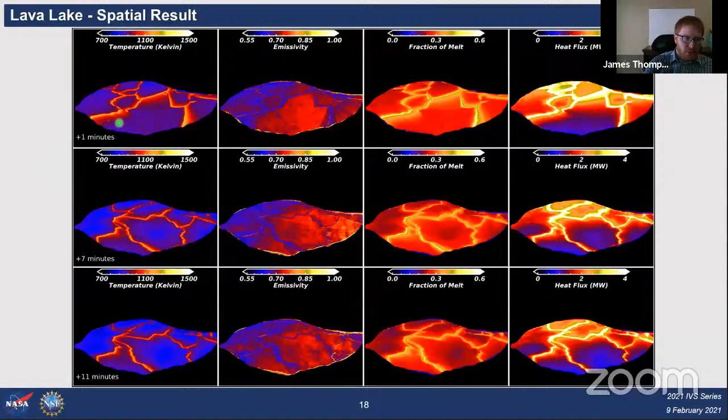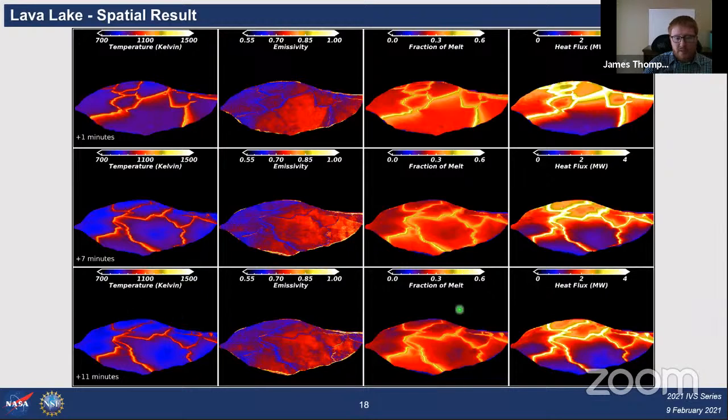And as you would expect, we have the highest temperatures at the margins of these plates and the coolest temperatures in the center of these plates where we have the most crystallization occurring. But we do see some gradation between the two in this data. In emissivity space, we actually see the opposite correlation. We actually see lower emissivity values in these marginal regions. And then looking at the fraction of melt is exactly what we'd expect, correlates directly with temperature, as does heat flux.